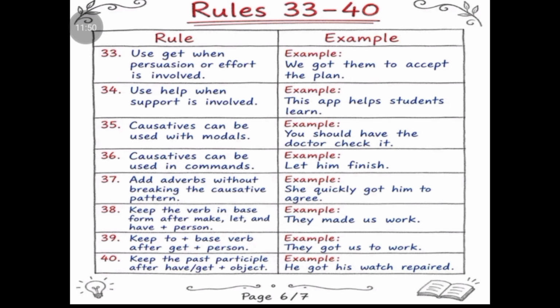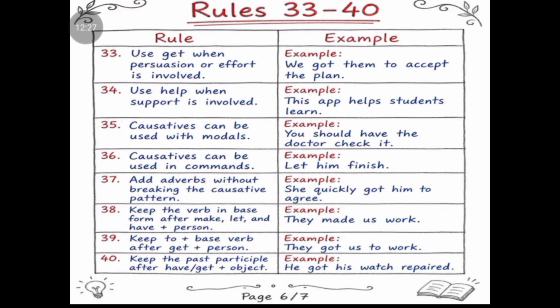Number 38 says, keep the verb in base form after make, let, and have plus person. So that means the verb should remain in base form, not in the past participle or in the past tense. For example, they made us work. 39. Keep to plus base verb after get plus person. So that means if you use to, it goes with the infinitive form of the verb. For example, they got us to work.